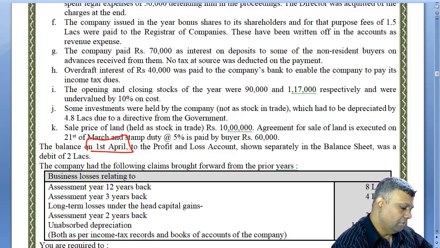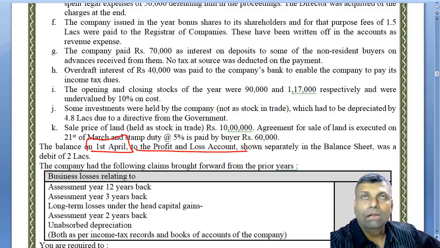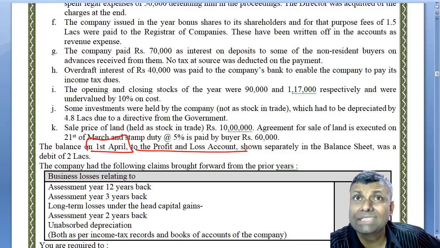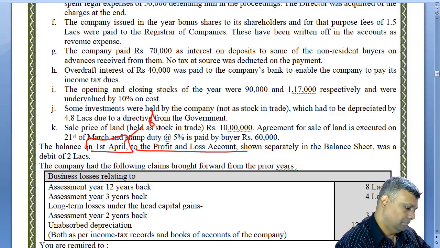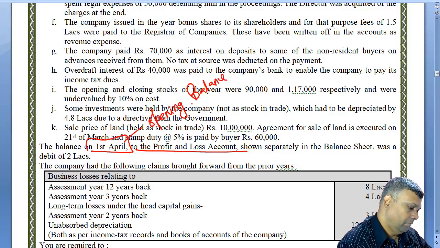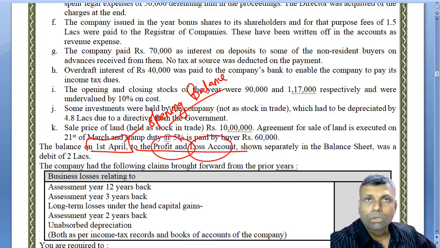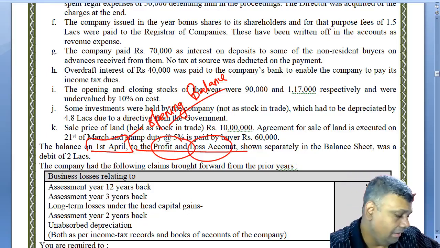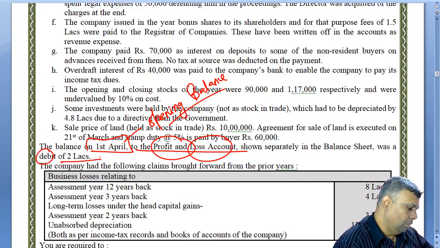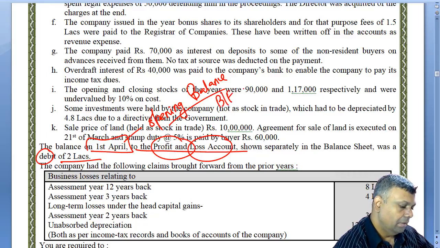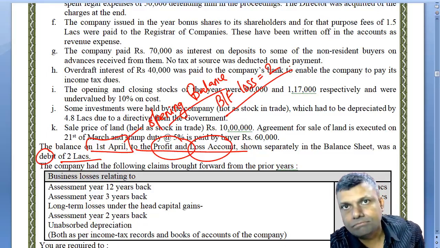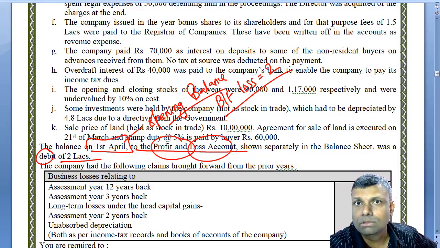The balance as on the 1st April in profit and loss, so 1st April is basically our opening balance. So what do you mean by the profit and loss account? Opening balance was a debit of 2 lakhs. It means what? It is a brought forward loss of 2 lakhs.